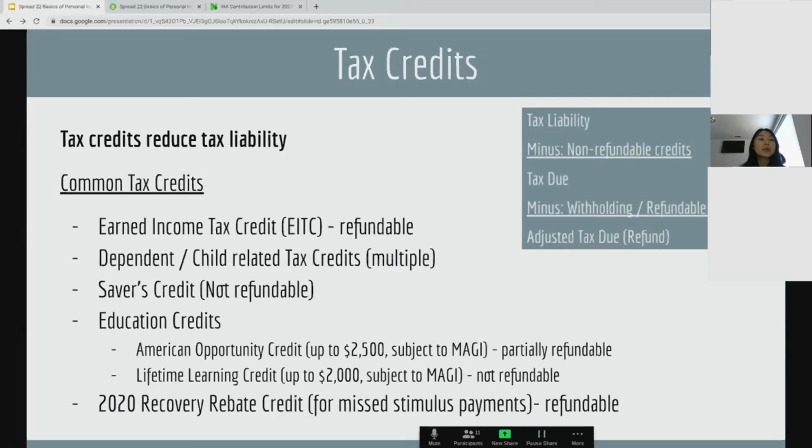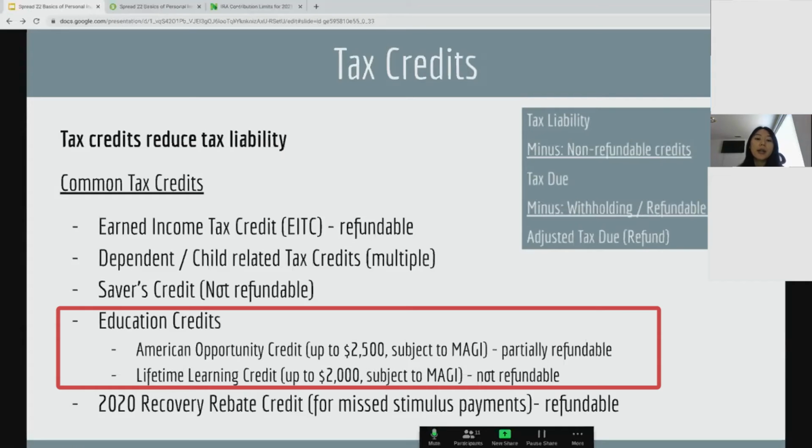If anyone is still in school, there are 2 education credits to look at here. There is the American Opportunity Credit, which is partially refundable, and they give you $2,000 for tuition, books, and course materials. But it has to be towards a bachelor's or associate's degree, so no graduate school. You have to be a half-time student for at least 1 semester, and the amount that you spent cannot be for dorms and health insurance. So that is up to $2,500 for that credit.